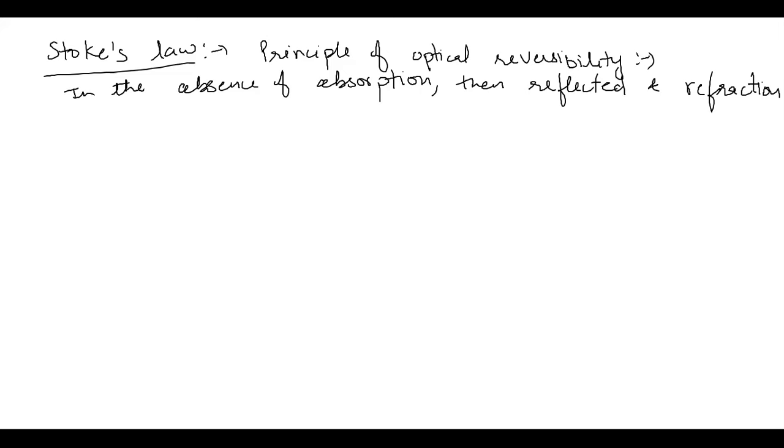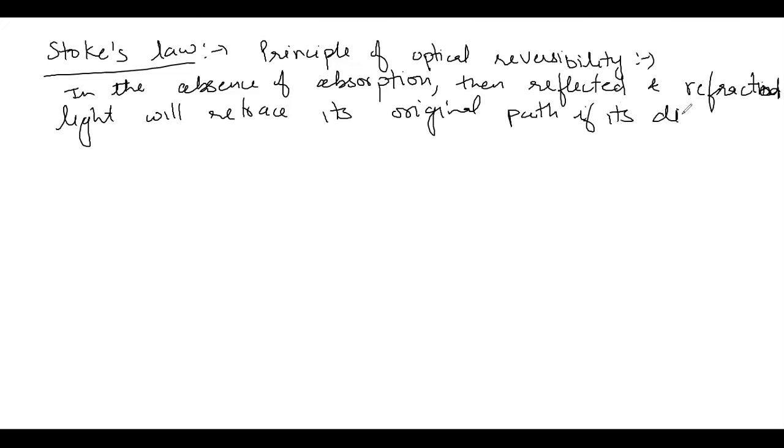So this principle says that if there is no absorption, then the reflected and refracted light will retrace its original path if its direction is reversed. In very layman terms, it's as if saying that you entered a room through a door, and then if you want to go back, you will go through the same path. This is what it says in very layman terms.